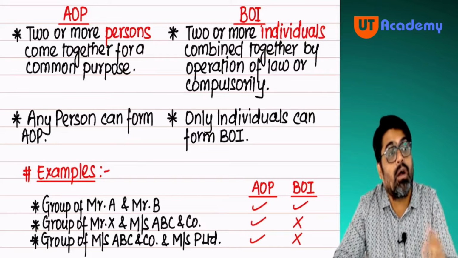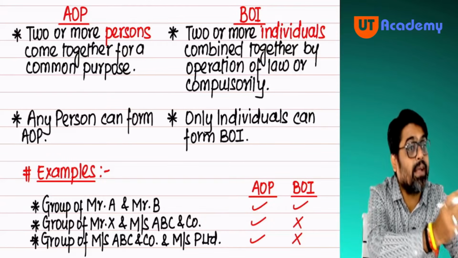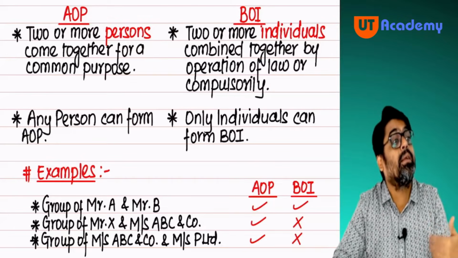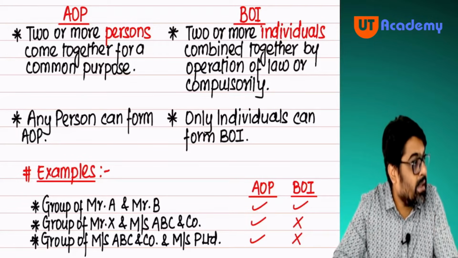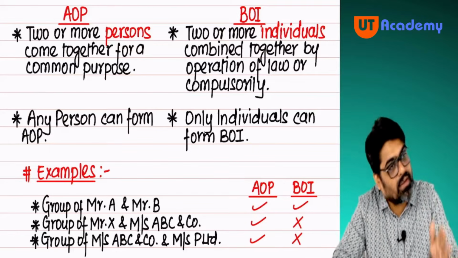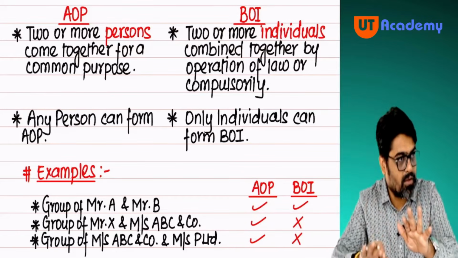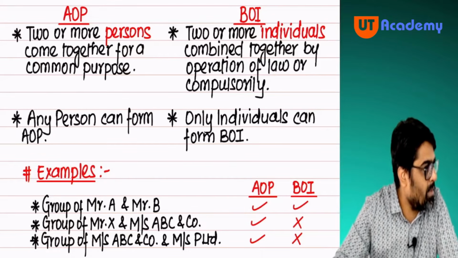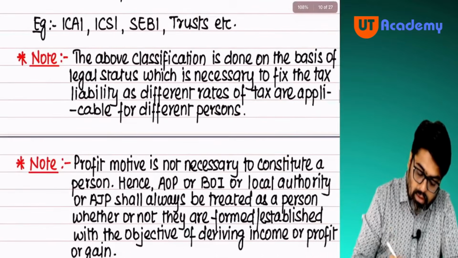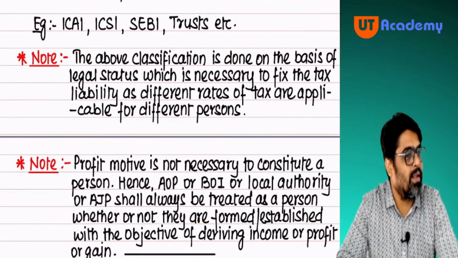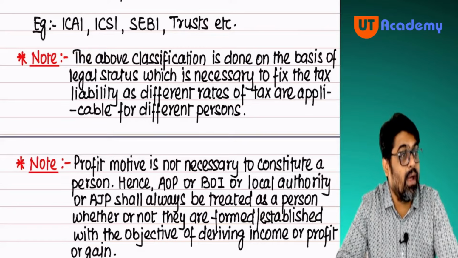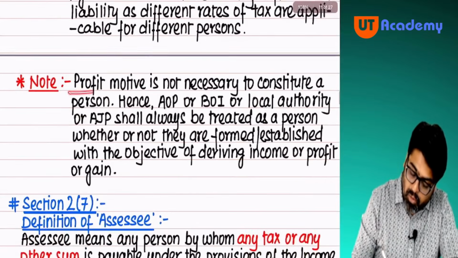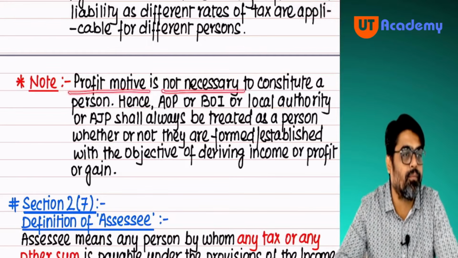How much tax will a company pay? Separate tax rates are given. So, in order to charge separate tax from separate types of entities on their incomes, this classification is done for the person, and that is done by keeping in mind their legal status. Getting my point? That is note number 1. So from this note, we come to know that there are different tax rates applicable to different types of persons. Yes or no?